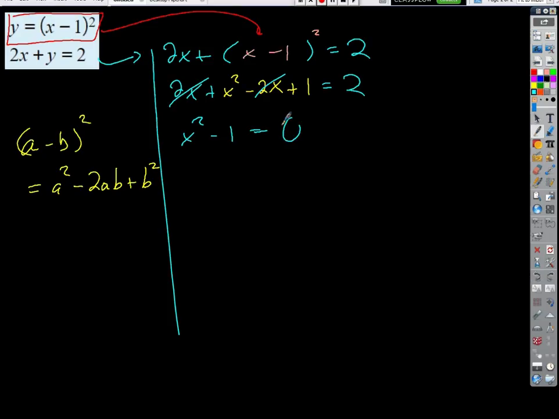Now, how about this one? How can I solve this one? This is the easy kind, right? Aiden, what can I do with it?